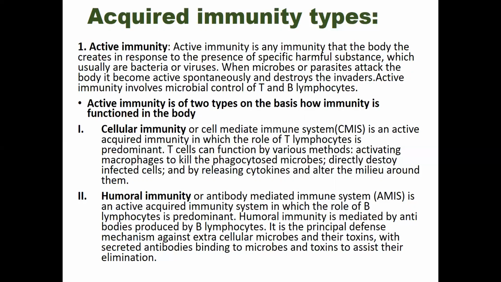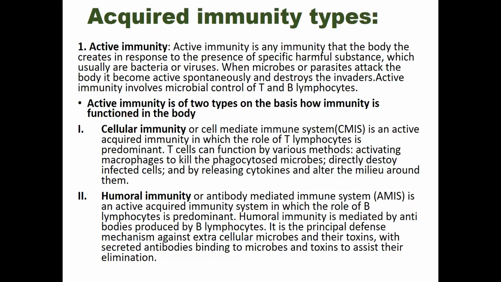In active immunity, there are two types on the basis of how immunity functions in the body: cellular immunity, or the cell-mediated immune response system, and humoral immunity, or the antibody-mediated immune system. In cellular immunity, T cells are produced, and we have already discussed the T cells. Actually, cellular immunity means the functions of the T cells. Humoral immunity means antibody-mediated immunity. The antibodies are produced by the plasma cells or plasma B cells. So the functions we have already discussed about the B cells or B lymphocytes are the functions of the humoral immunity.